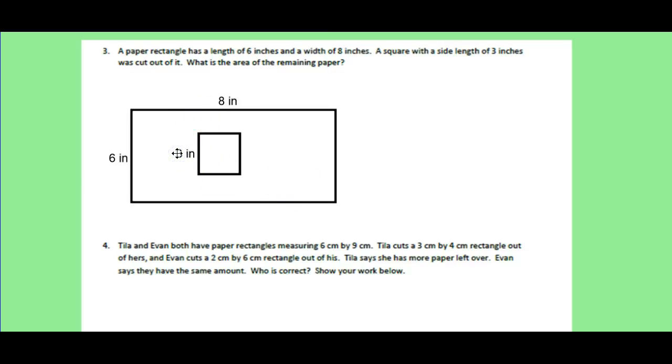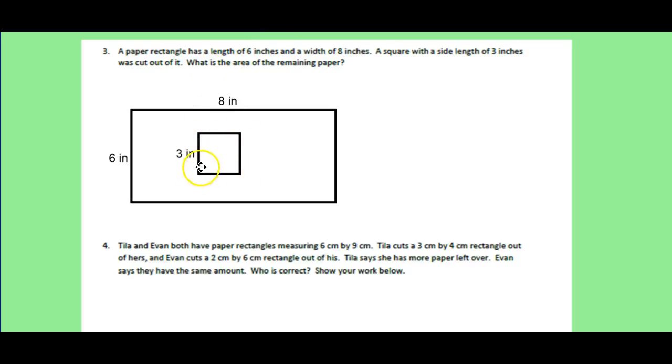Now, we know that with rectangles that opposite sides are equal, but we know with a square that all of the sides of a square are the same length. So if this side length is 3 inches, so is this side length, and so is this side length, and so is this side length. So it's going to be easy to find the area of this square because all of the side lengths are 3 inches. So the question is, what is the area of the remaining paper?